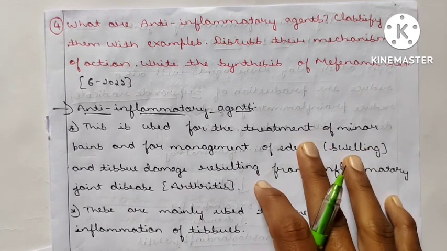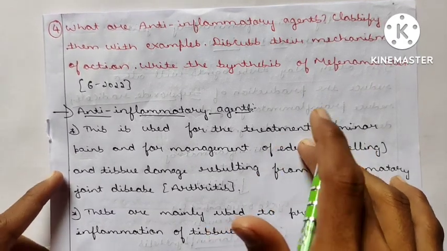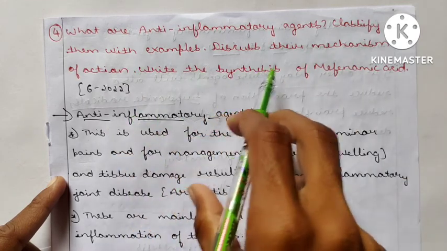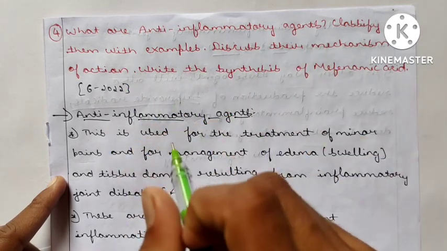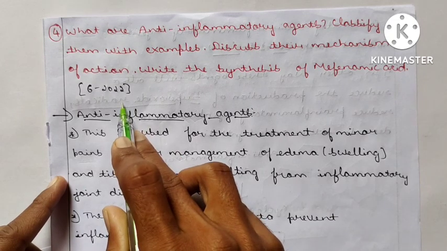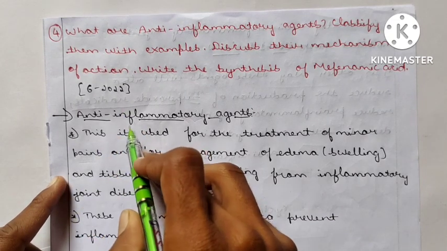Yes, our last question of today's discussion, the fourth question. What are anti-inflammatory agents? Classify them with examples, discuss their mechanism of action, and write the synthesis of mefenamic acid. See, this question was asked in 2022, previously in June 2022.